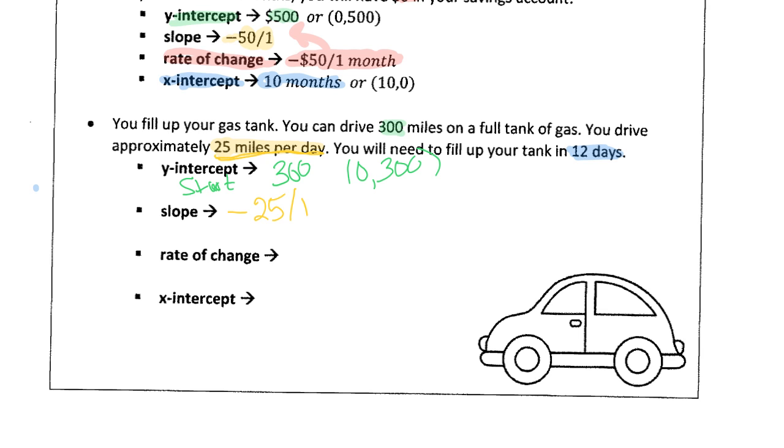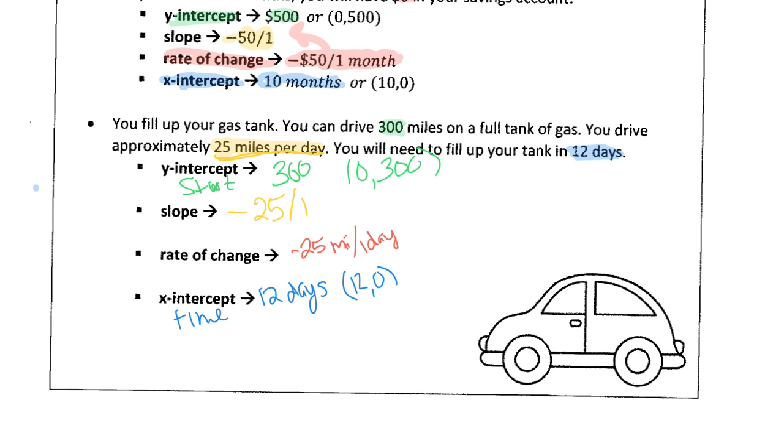Now, our rate of change is when we put it into context. So we're losing 25 miles in one day. That's what's happening. And then our x-intercept is our time. So how long? It was 12 days, or 12, 0.